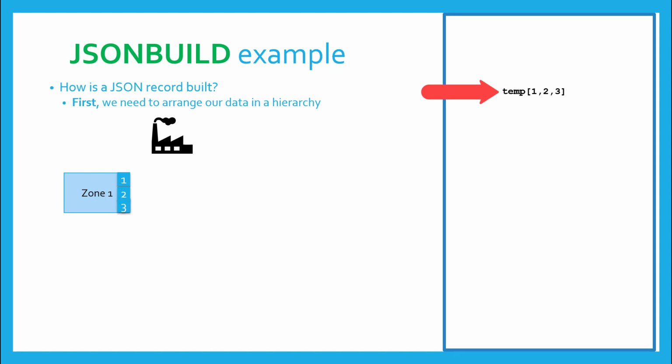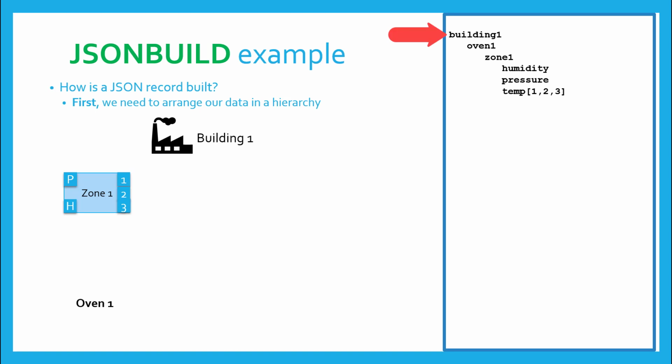Why an array? Well, it doesn't have to be an array. We could just create temp 1, temp 2, and temp 3, but I chose an array just because it makes sense and also to demonstrate the JSON build's array function. At the same level, we add the pressure value and the humidity. Of course, these 5 values would then belong under zone 1, and this zone would belong under oven 1, and this oven would belong under building 1.